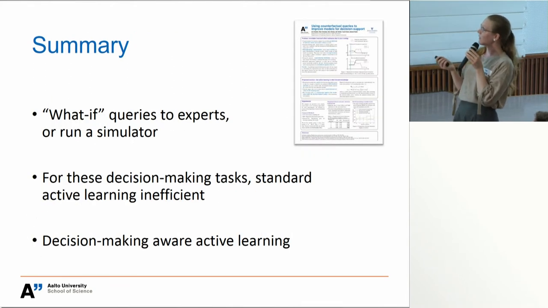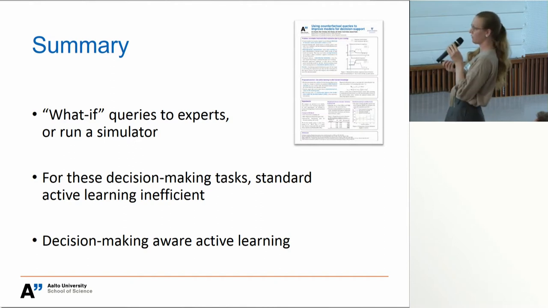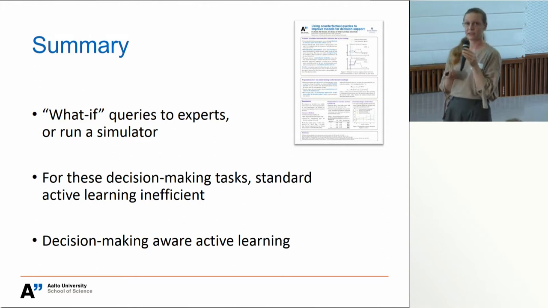So as a summary, we had these what-if questions to either human experts or simulators in order to make the decision-making more reliable. And for this decision-making task, the standard active learning was a bit more inefficient, so we introduced a new kind of active learning criteria.